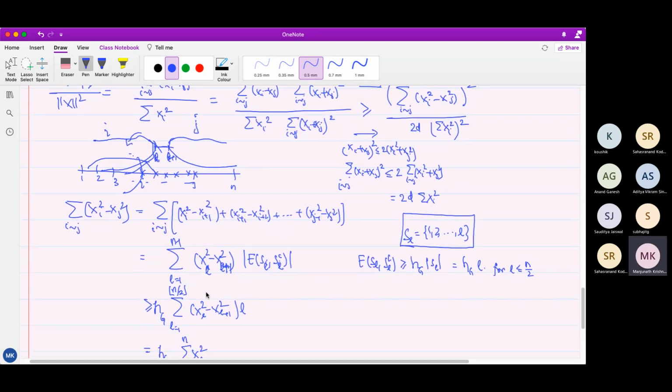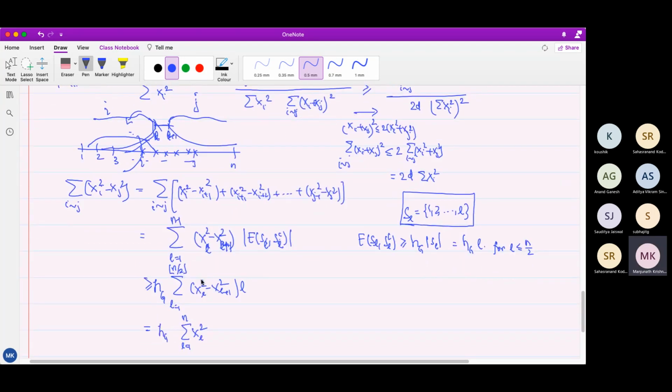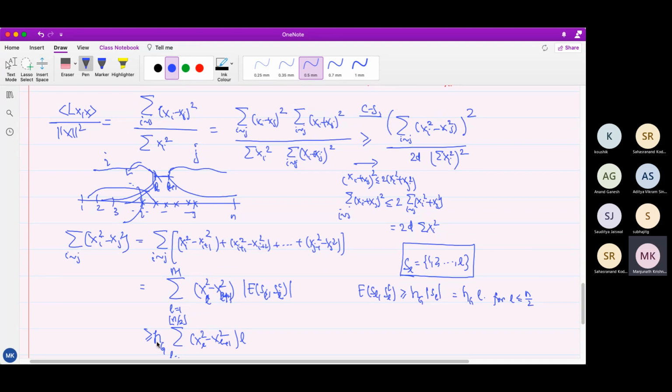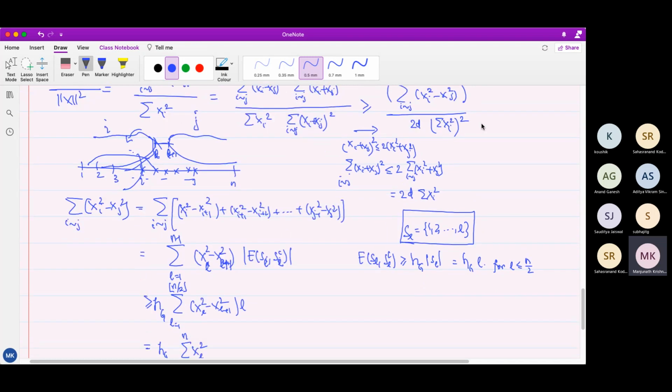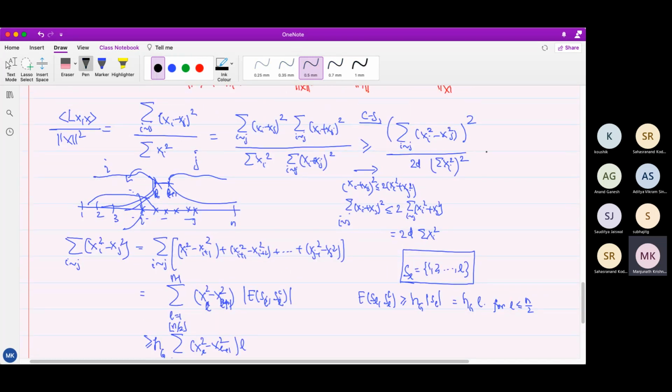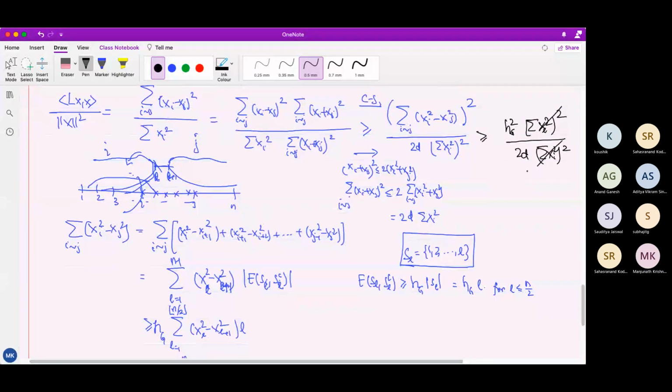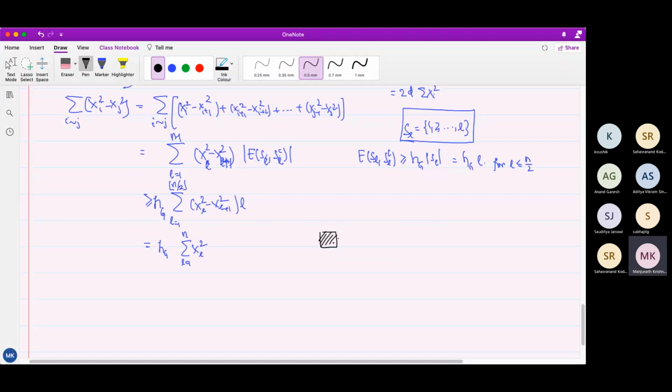Okay, so maybe it was not that easy to follow, but the point is what we did was this numerator we have bounded below by Hg times this summation xl square. So what you get here, if I go back here, what I have shown is that this is greater than or equal to Hg square times the sum of xl square the whole square divided by 2d times summation xi square the whole square. So this cancels, and that's what we wanted to show. So this last part is tricky.